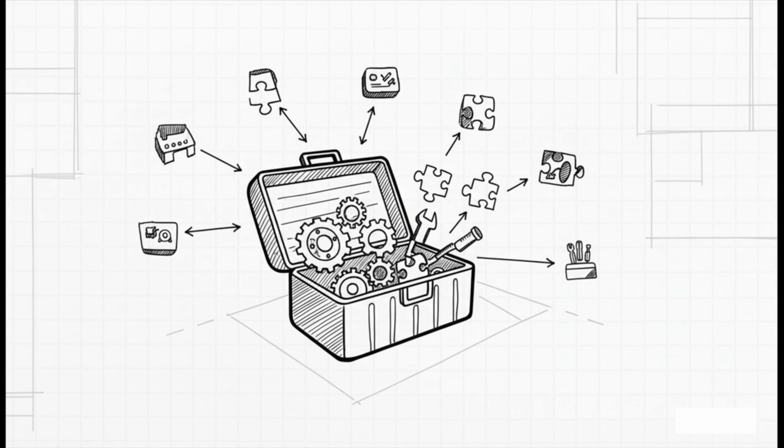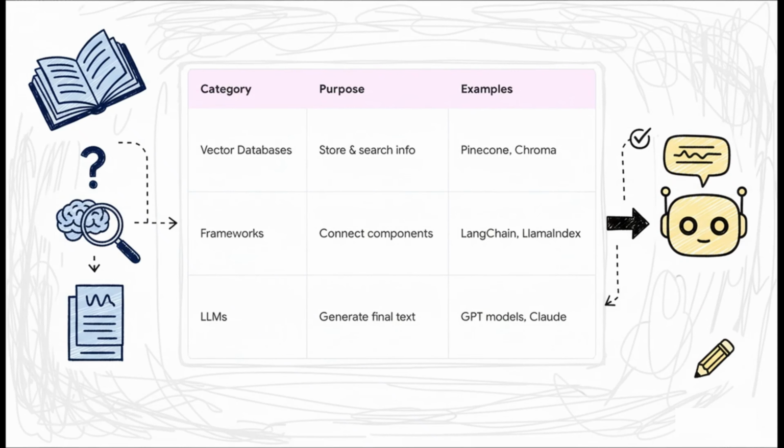Okay, so if you wanted to build one of these RAG systems, what would you even need? It's not one single piece of software. It's more like an ecosystem of components that all work together, like different tools in a toolbox. This ecosystem really has 3 main layers. You've got vector databases, which are kind of like hyper-efficient libraries for AI. They don't just search for keywords, they search for meaning. Then you have frameworks, like LangChain, that act as the plumbing, connecting all the different parts together. And of course, at the end of the line, you have the LLM itself, the brain that takes all that information and synthesizes it into a coherent answer.